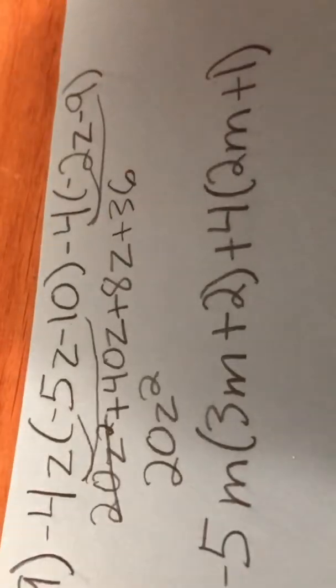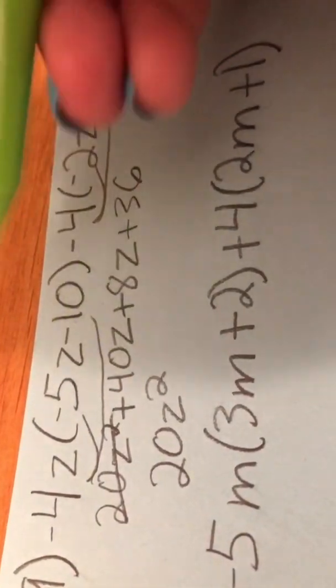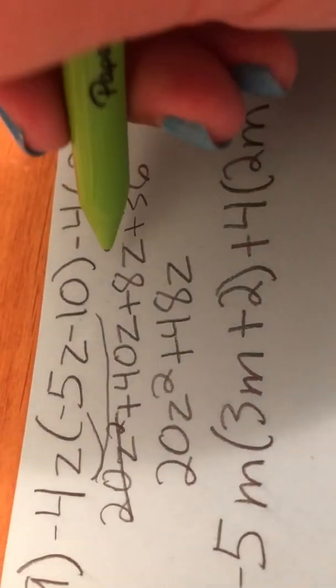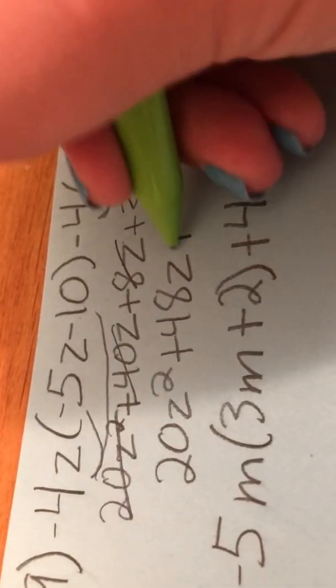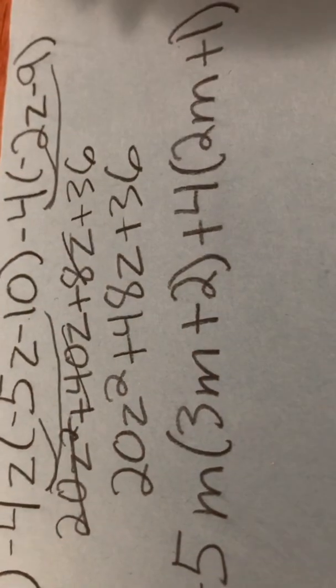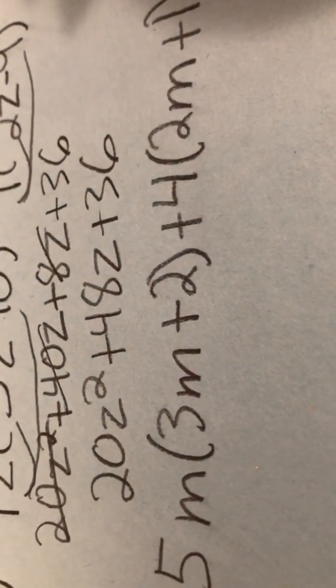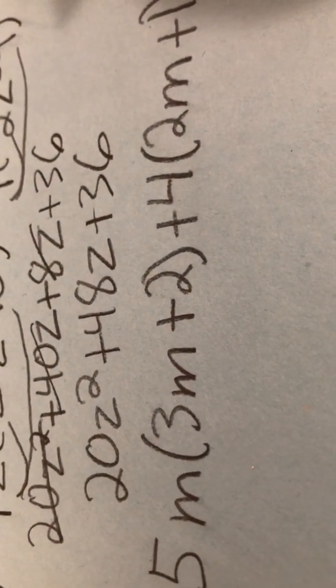Biggest exponent stays first term. And you have 40z plus 8z because they're like terms. Those combine to 48z, and you're left with the 36. So there's your answer: 20z squared plus 48z plus 36.